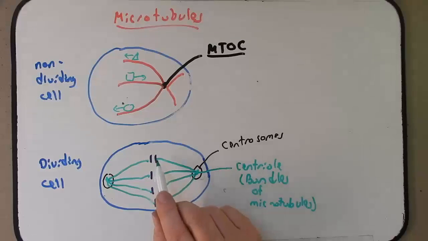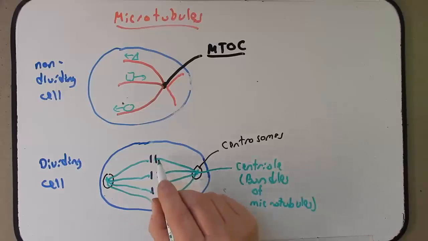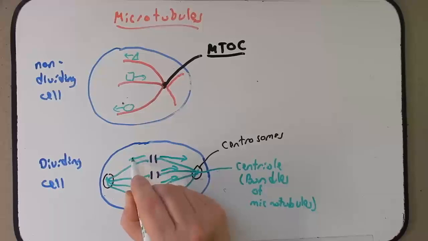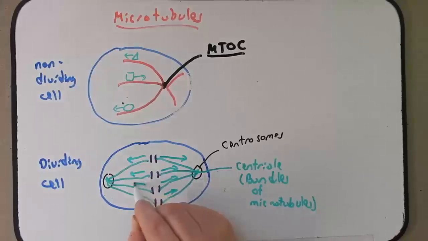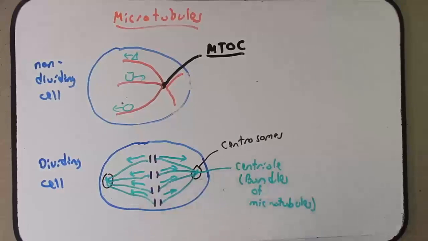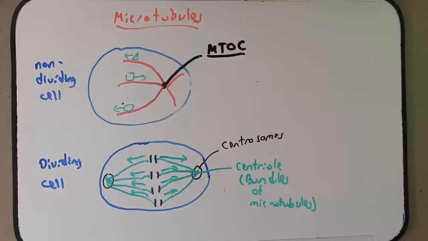These microtubules, once they attach to the chromosomes, will begin to retract and pull these chromosomes towards the other end of the cell, and ultimately what will happen is the cell will divide and you'll have two new cells with equal complements of the chromosomes. But we'll talk more about that when we talk about mitosis.